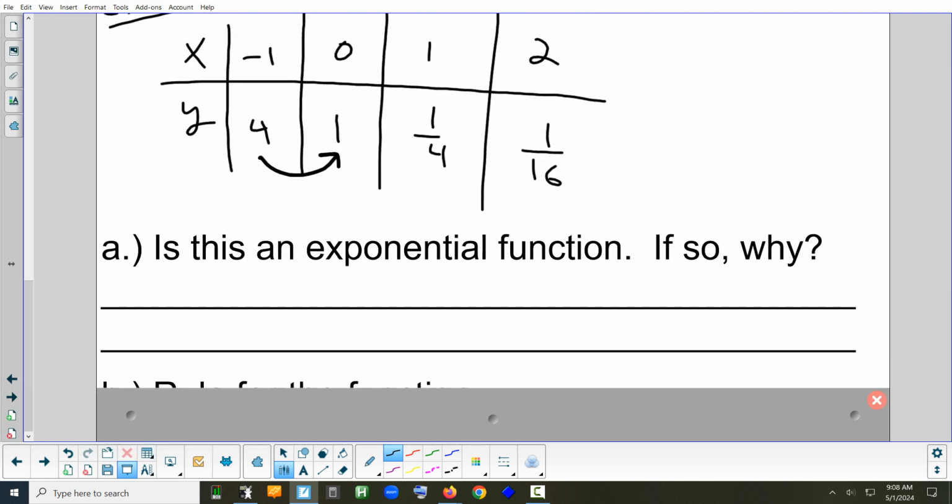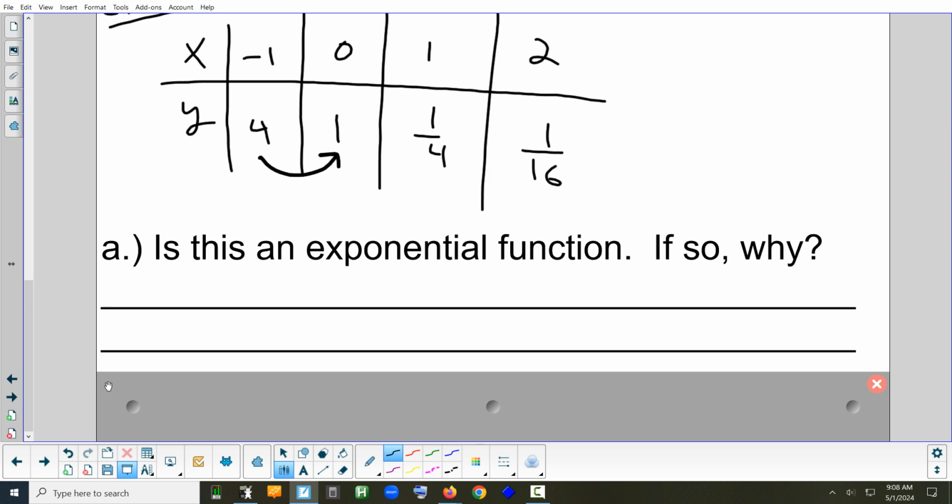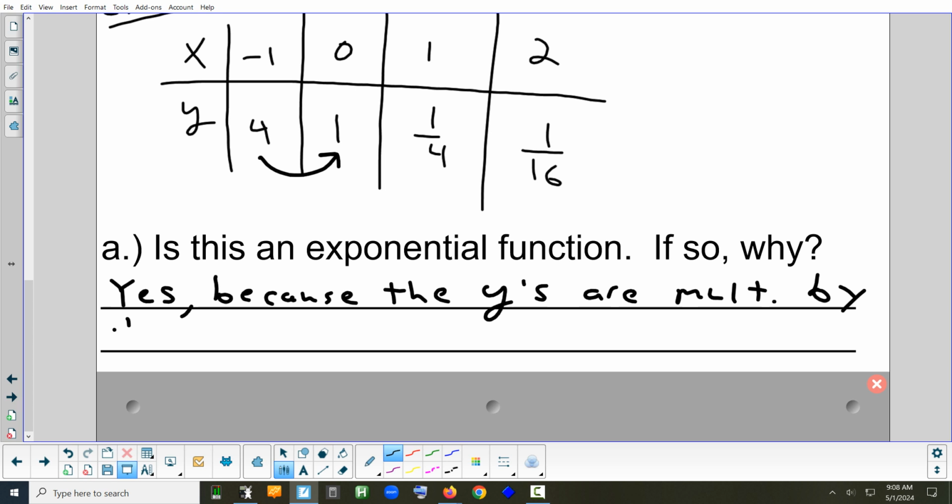All right, we've pretty much said it, but can anybody tell me what I would write on those 2 lines? Yes, because the y is equal to 1/4 each time. Yes, perfect. So yes, because the y's are multiplied by 1/4 each time. Perfect. So yes, the y's are multiplied by 1/4 each time.